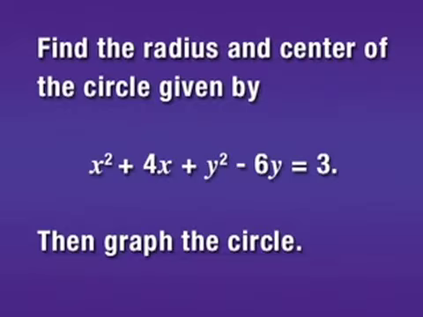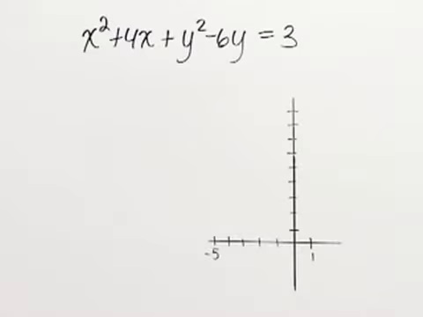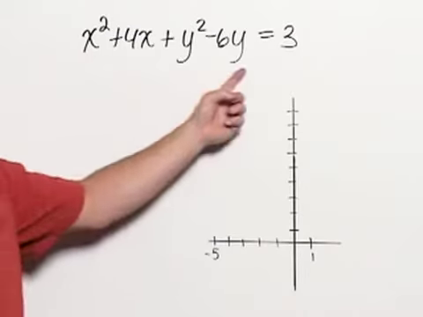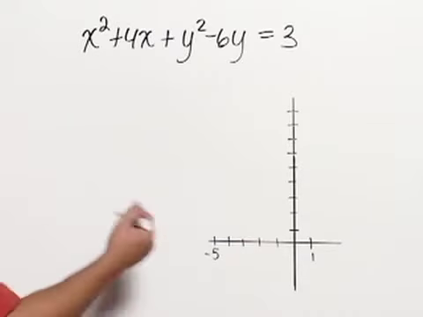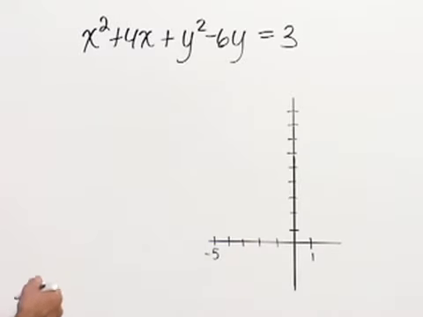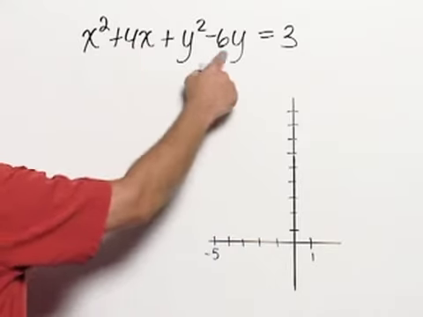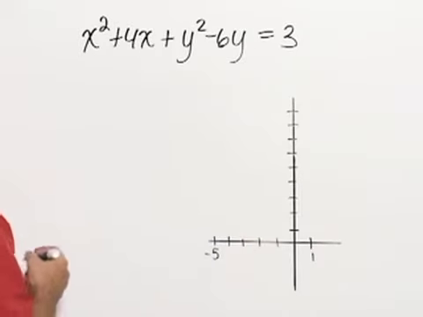Find the radius and center of the circle given by x squared plus 4x plus y squared minus 6y equals 3. Then graph the circle. So we have our equation, and to find the center, we want to put it into standard form, and that means completing the square on both the x variable and y variable.